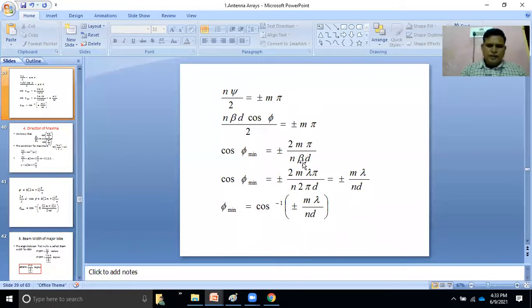We know that β is the phase constant, 2π by λ. With simple mathematical calculations you can understand this; please try to solve this equation. You will get φ minimum is equal to cos inverse of plus or minus mλ by nd. Here, for different values of d, we will get different φ values. This is the expression for the minima direction.